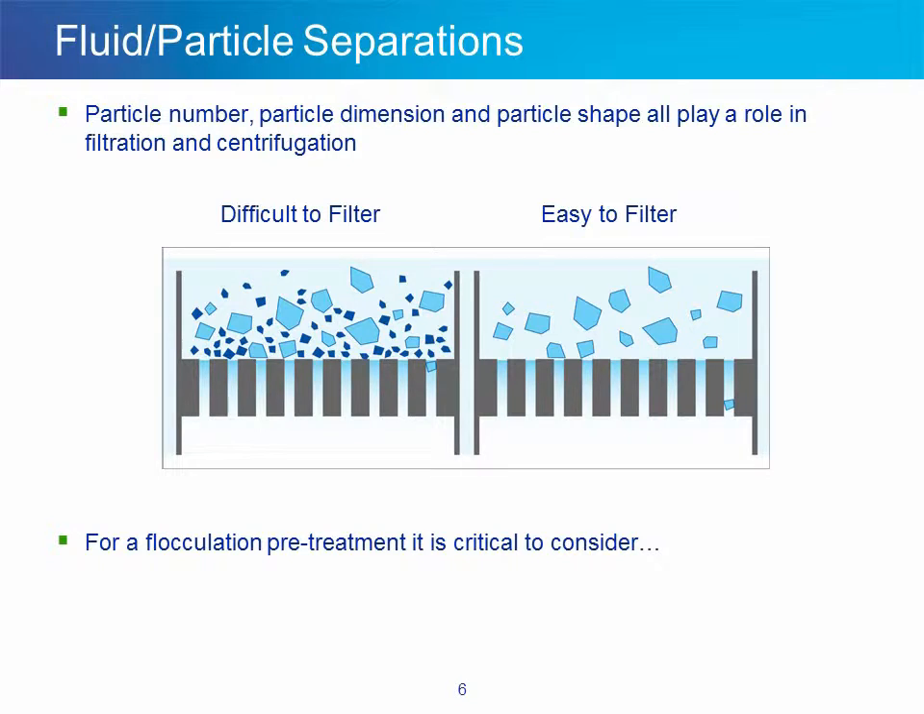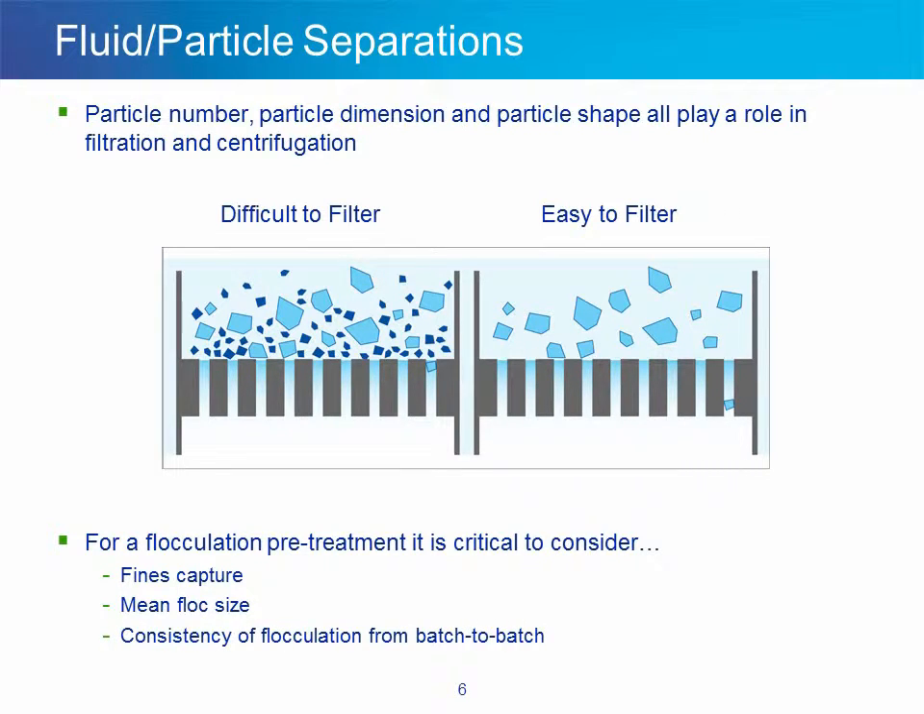For a flocculation pre-treatment, it's critical to consider a couple of items. Firstly, fines capture is very important. How many of those very fine cells or the cell debris can we capture and bring together to form larger flocs, since fine particles play a critical role in the efficiency of this filtration or centrifugation step. Secondly is the mean floc size. Larger flocs separate more effectively, and also the uniformity of the floc size helps improve the separation efficiency.